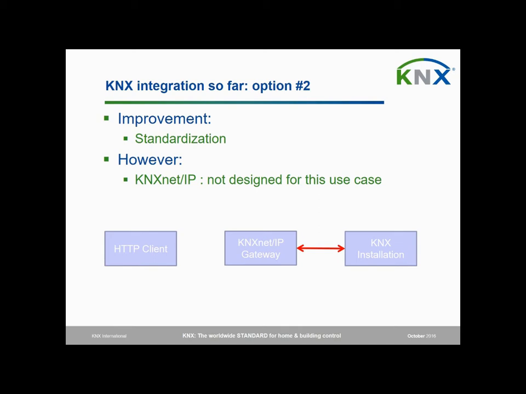Then a bit later, we had, so to say, option number 2, and what we see here is already an improvement. Again, looking at the picture from right to left, we have the KNX installation, standardized technology, but we also have now a protocol, a standardization in order to link the KNX installation with a gateway. We call this the KNX Net IP gateway because the protocol used here is called KNX Net IP. So that's already an improvement. We have standardization, but we are only halfway there, so to say, because between the HTTP client and the gateway there is still no standardization at this moment, right? So that means, okay, it's an improvement, but it's still a construction site.